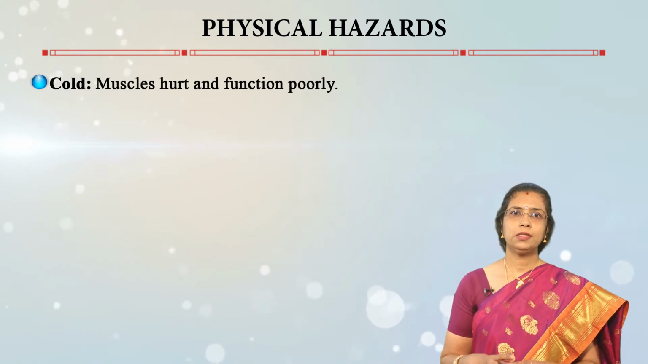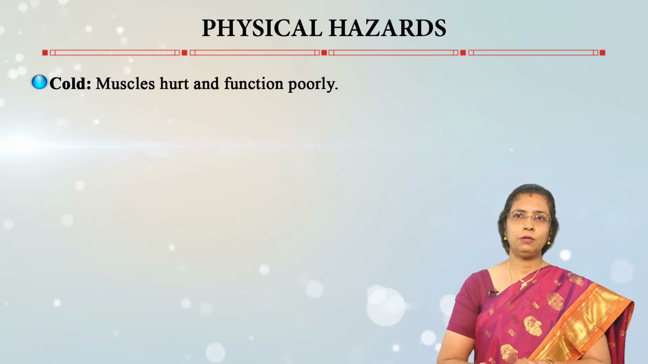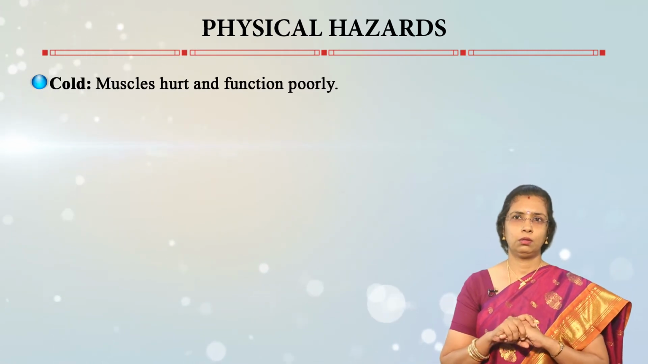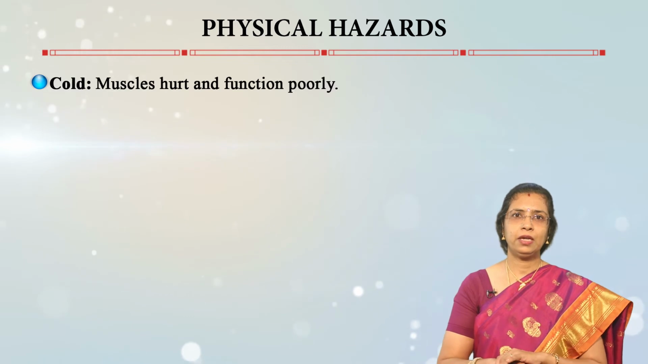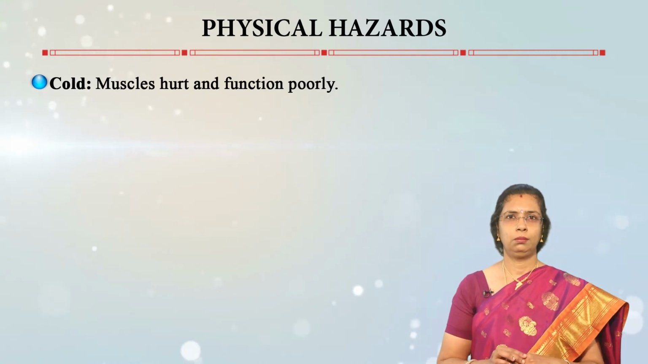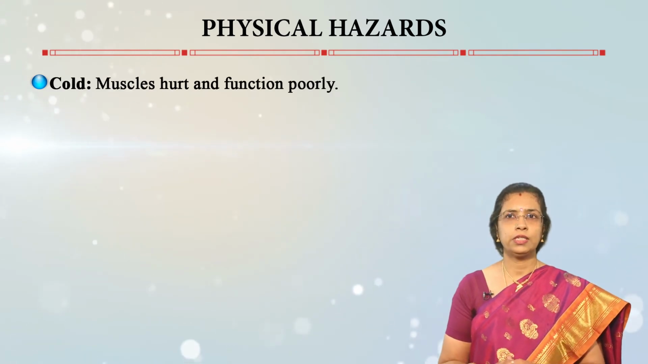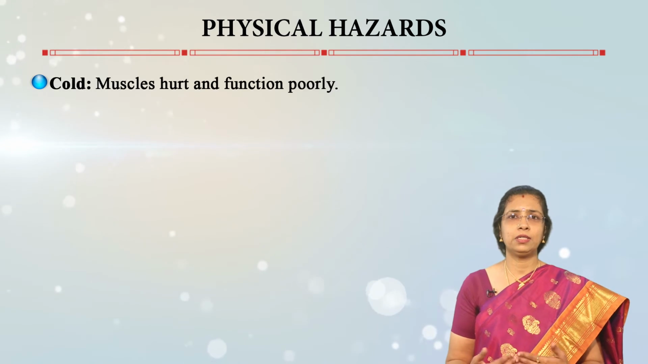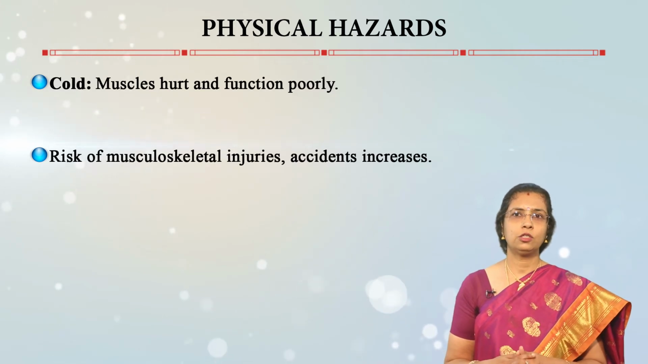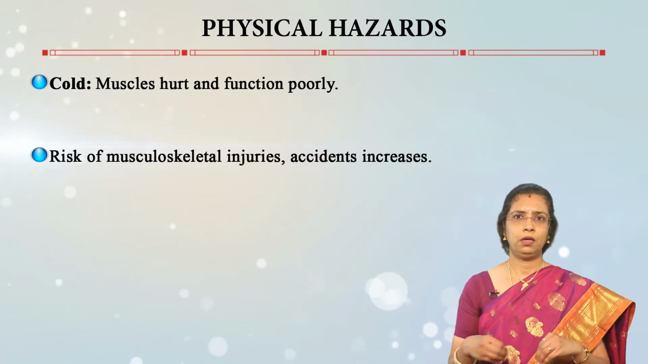Next is cold. The muscles hurt and do not function properly when exposed to very cold conditions. Even in winters, sometimes we are unable to do work. Even small things like washing your clothes or vessels in cold water can make everything numb, including your fingers. So you need a little warm water in order to function more efficiently. Cold can hurt your muscles and your joints, and you are not able to function efficiently, which results in poor functioning. So there is an increased risk of musculoskeletal injuries and accidents, because they turn numb when working in snow or inclement weather conditions.